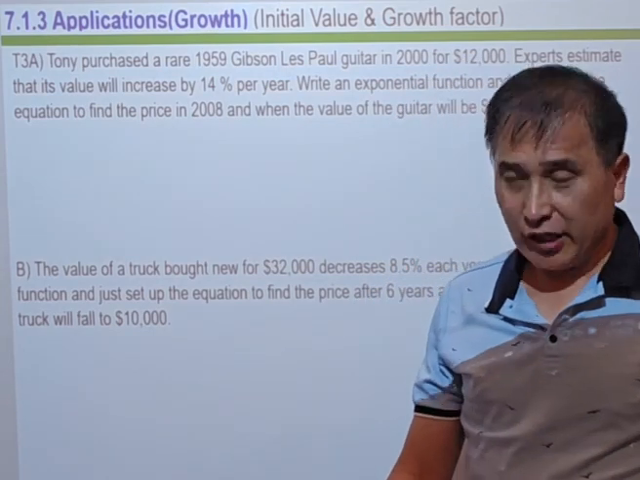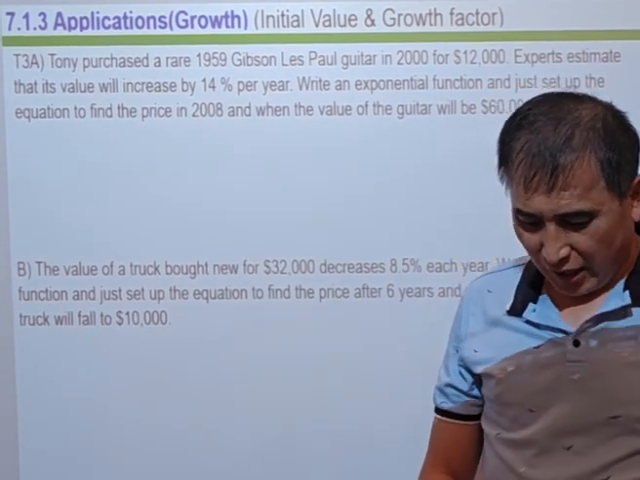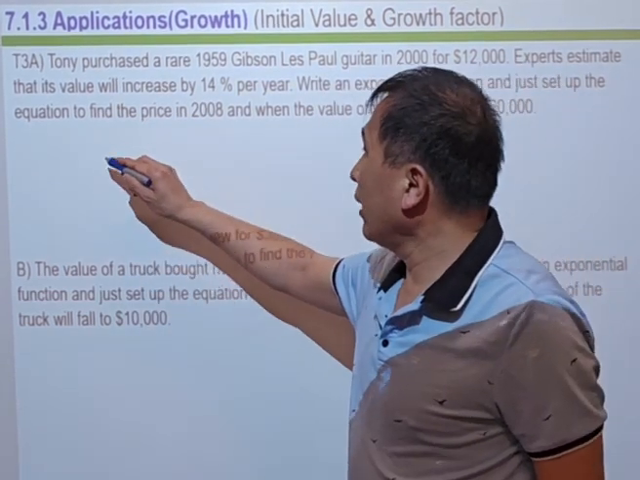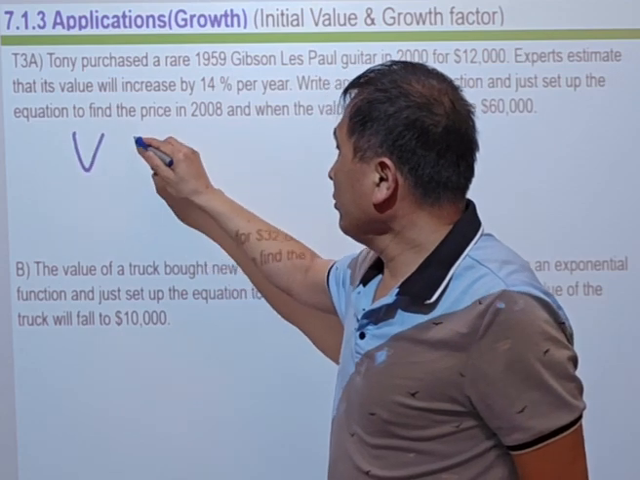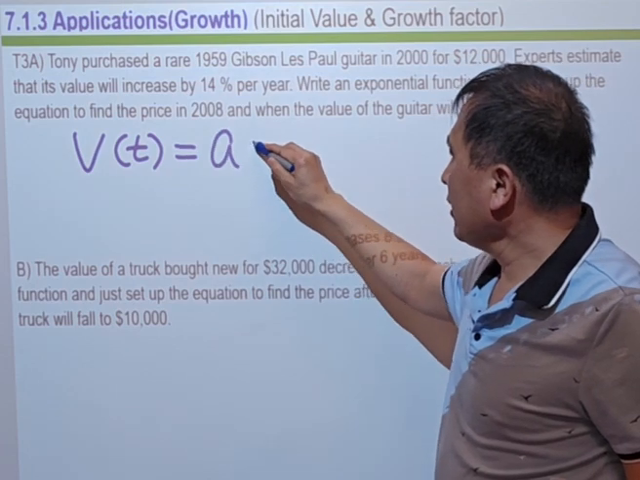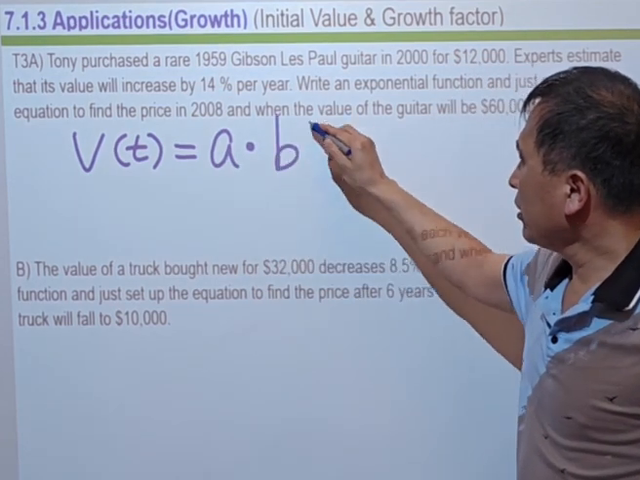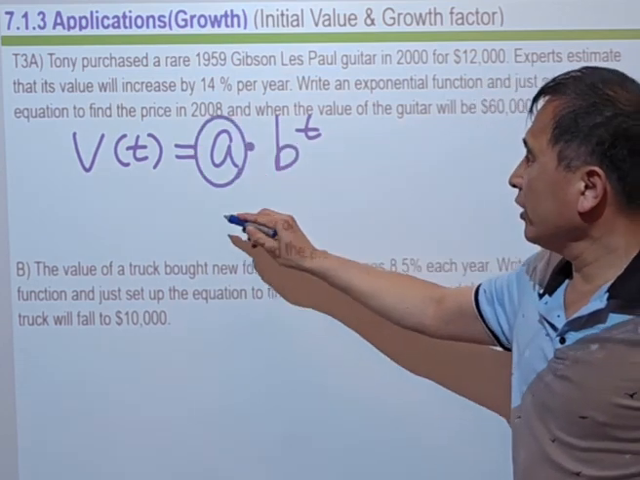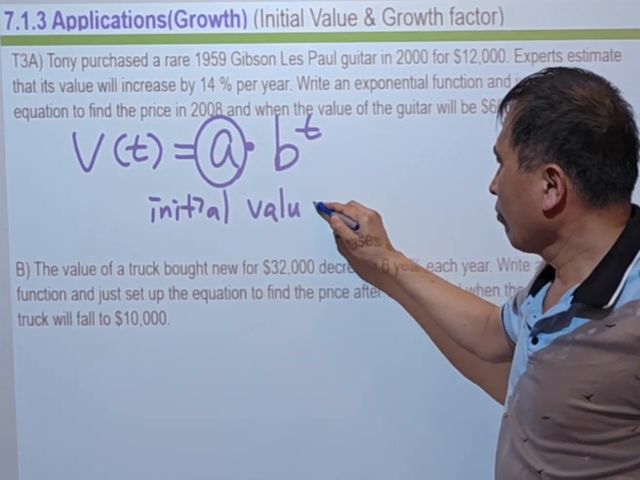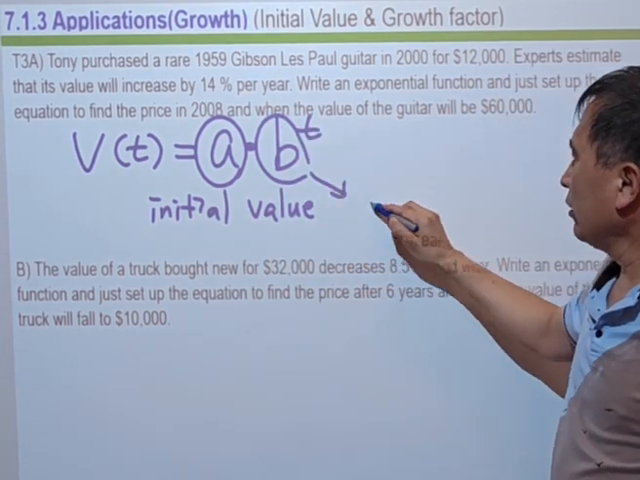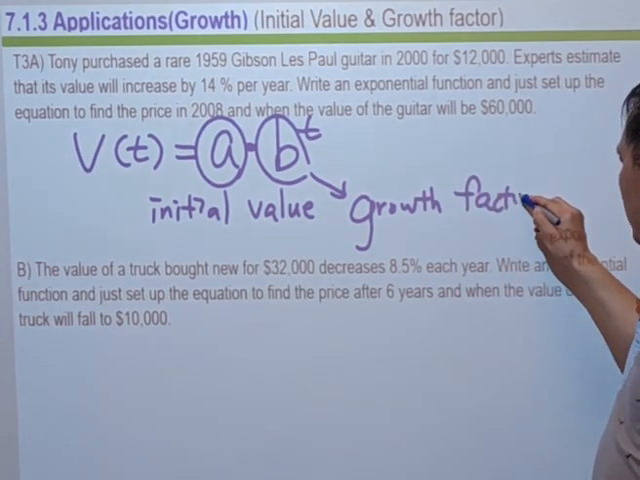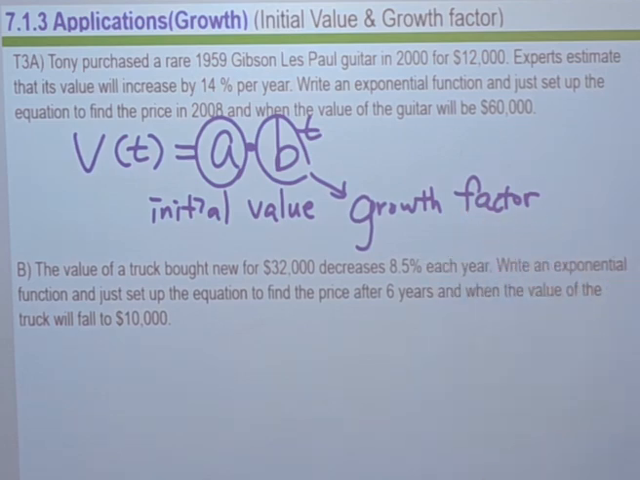Hi, today we are going to learn about the growth or decay model of exponential functions. An exponential function of growth or decay follows this formula: V(t) equals a times b to the t power. This a, we call the initial value, and this b, we call the growth factor. The initial value is the original value, and the growth factor we're going to learn soon.